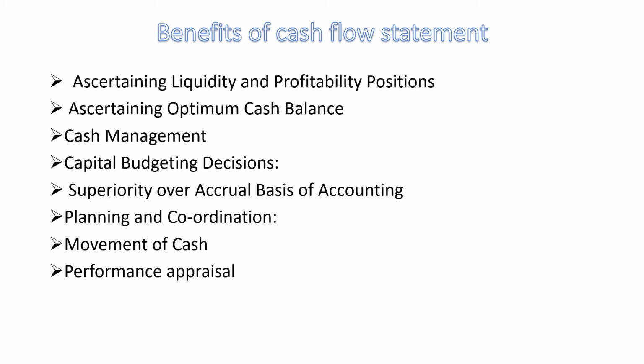Planning and coordination. The cash flow statement is prepared on an estimated basis for the successive periods, which helps the management to know how much funds are required for what purpose, how much cash is generated from internal sources, and how much cash can be procured from alternate sources. It also helps to prepare the cash budget, so that the management can plan and coordinate various activities with the help of this statement.